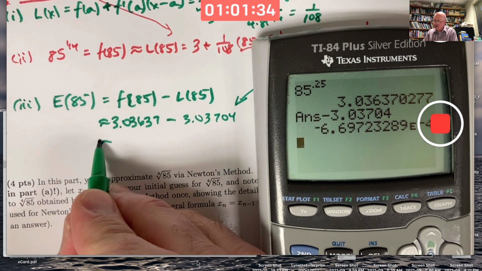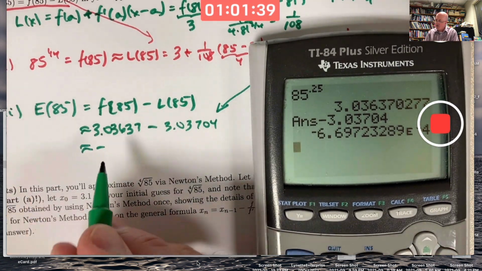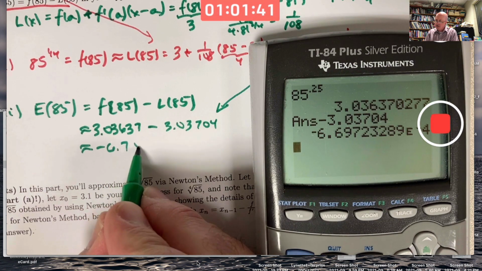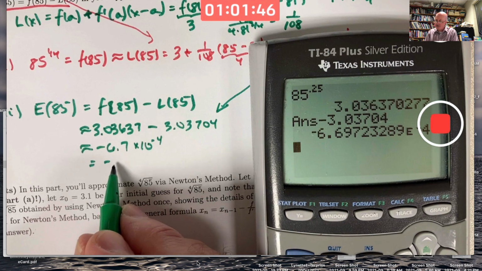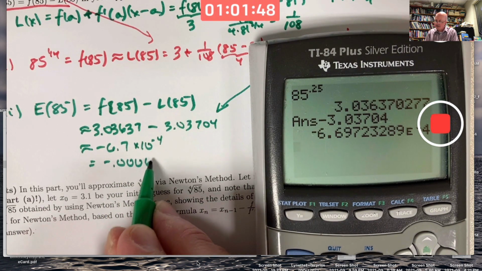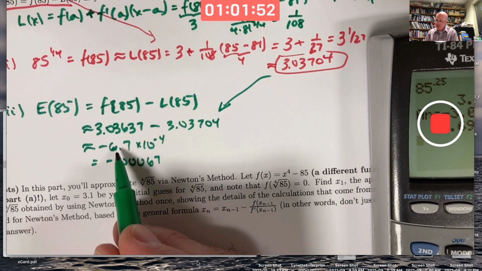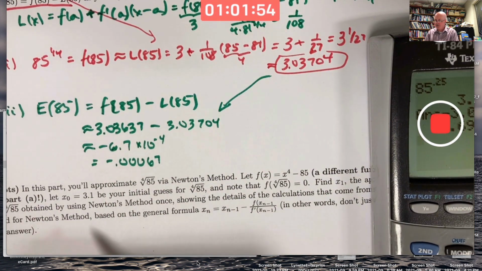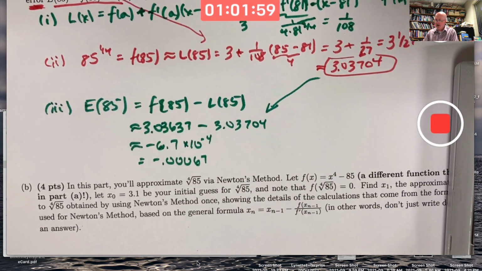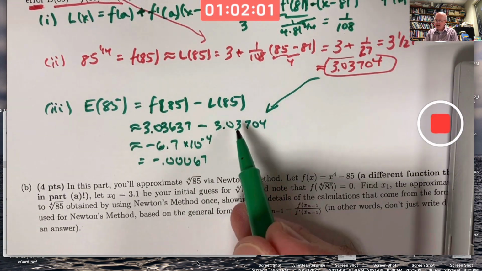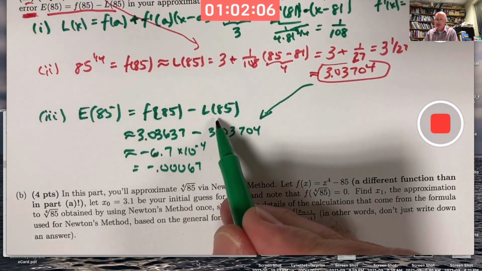About negative 6.7 times 10 to the negative 4, which is going to be negative 0.00067. 3 zeros and a 7. To go from here to here, you have to move the decimal place to the left 4 spots. That's the error. It being negative just means your approximation is too big, because you're subtracting something bigger.